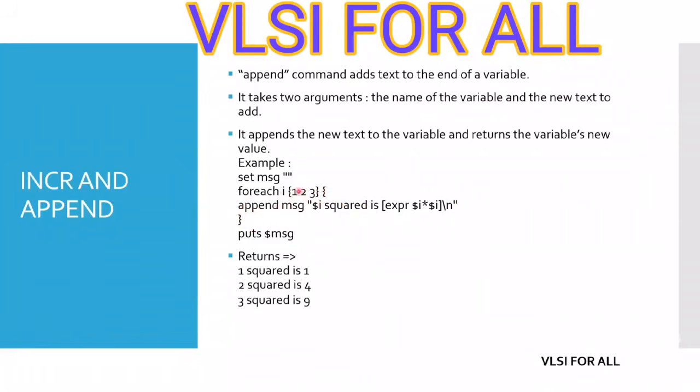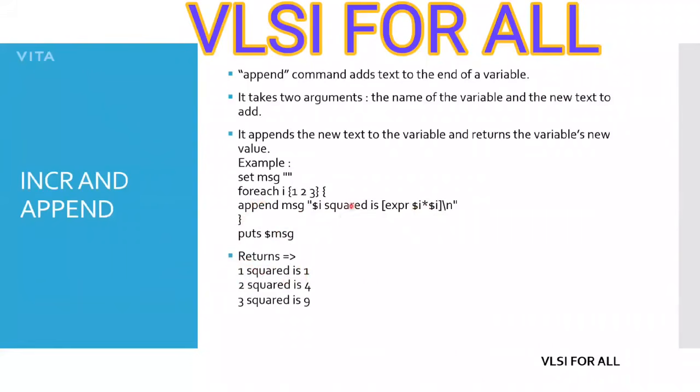In the first loop, i takes the value 1 and it enters append message. So it has to append to the variable message. Already it doesn't have any value, but the variable has been set. Now it tries to evaluate this, and $i takes the value 1 in the first loop. So 1 squared is expr 1 into 1, which is 1. This is the value which message takes at the end of the first loop.